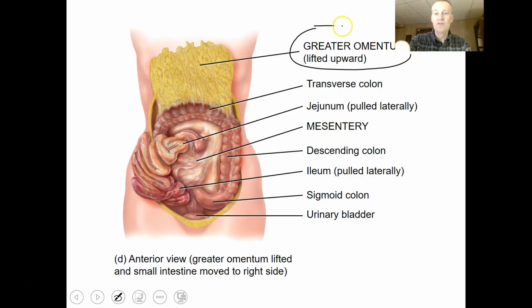Here's the greater omentum lifted upwards so that you can see the mesentery. Mesentery will connect all your small intestines, so again they're connected together and they're not sloshing around. But within that mesentery you also have blood vessels and lymphatic vessels, so it's really an important part of the digestive system.